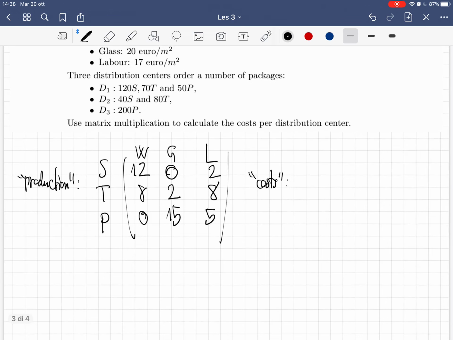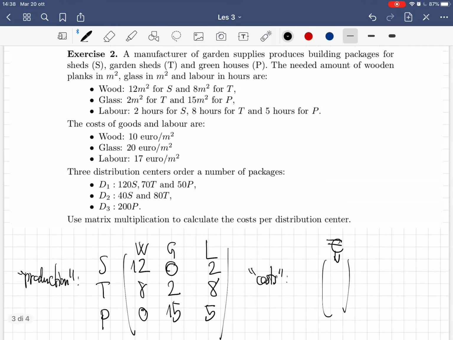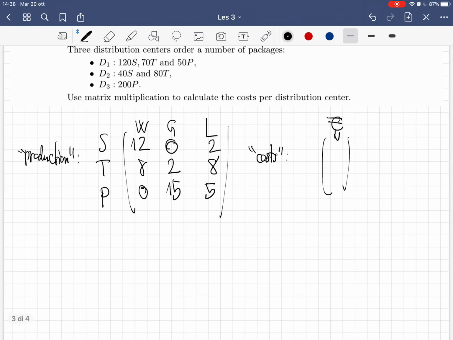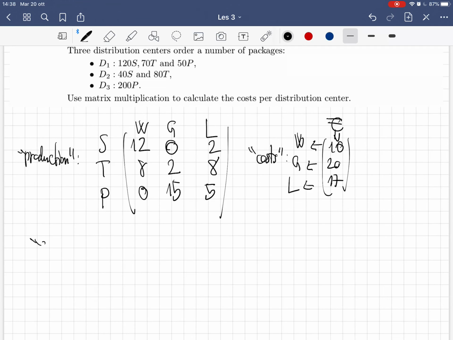And then you have the costs. So in input you have euros here, and in output you have the raw materials and the labor. So it's going to be WGL 10, 20, 17. Okay, very good. And then you have the distribution matrix.